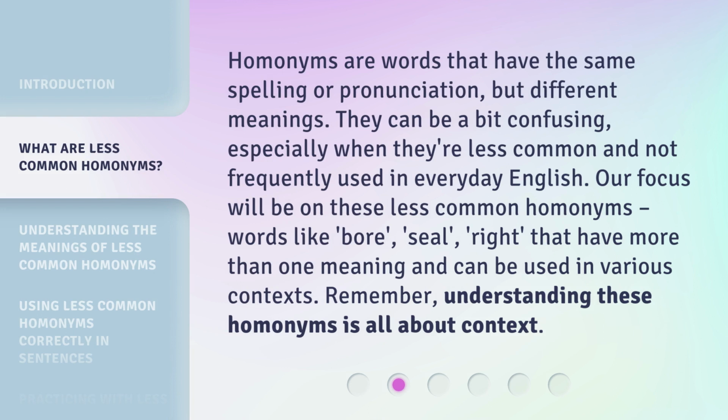Homonyms are words that have the same spelling or pronunciation, but different meanings. They can be a bit confusing, especially when they're less common and not frequently used in everyday English. Our focus will be on these less common homonyms, words like bore, seal, right, that have more than one meaning and can be used in various contexts. Remember, understanding these homonyms is all about context.